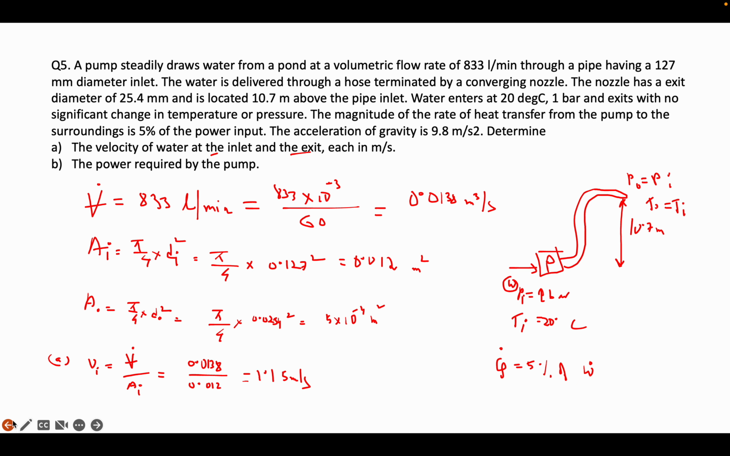My value of m dot, rho. So from here you have to calculate the rho value also. So rho is equal to p by R T. Oh, we don't need that, because this is water now. So we know that water density is almost equal to 1000 kg per meter cube.